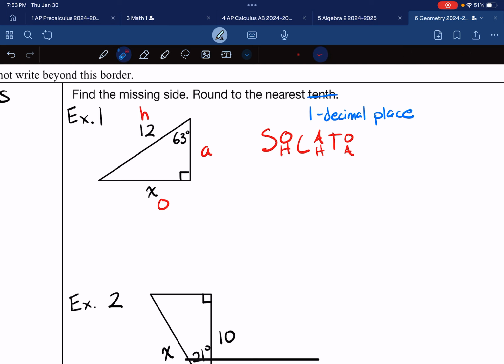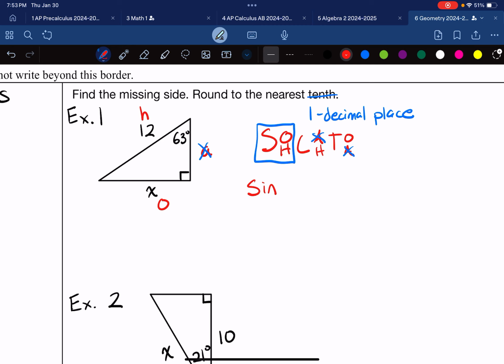Notice that there is no information given about the adjacent side, which means we are not using the adjacent side. The only part of SOHCAHTOA that we are not crossing off is the SO part of SOHCAHTOA, which means we're going to be using the sine function. So I'm going to write out sine of my angle.